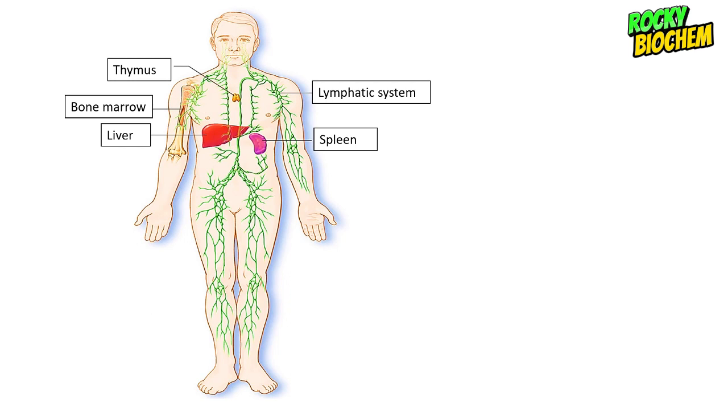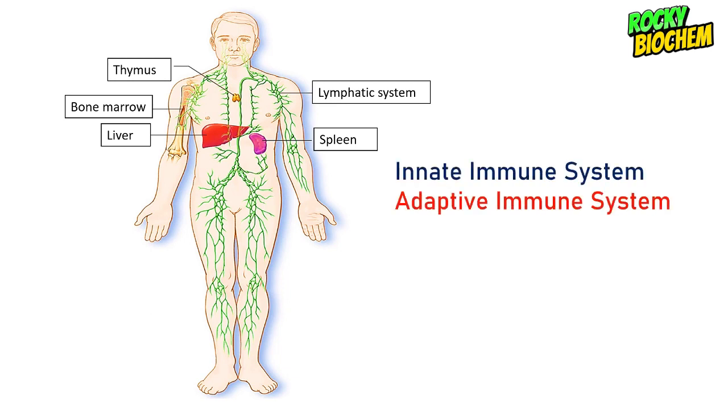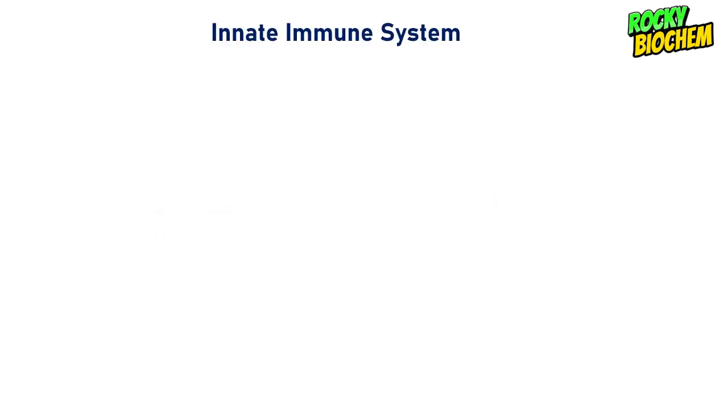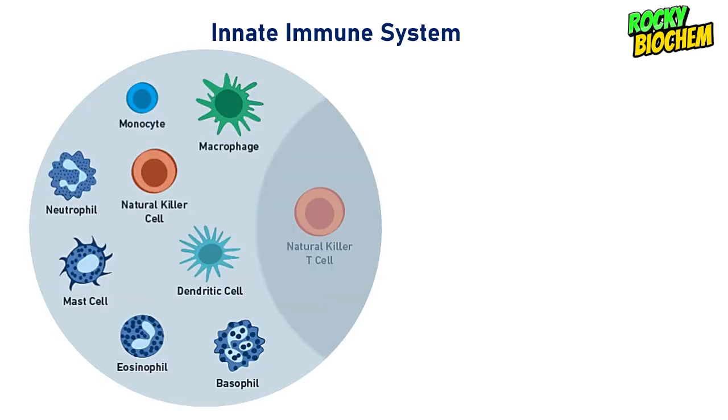The immune system of humans is divided into two main parts. We have the innate immune system and then the adaptive immune system. For the purpose of this video, I will focus on the innate immune system. The innate immune system consists of certain cells and substances that provide a rapid first line of response or first line of defense against bacteria, fungi, viruses, and other parasites.